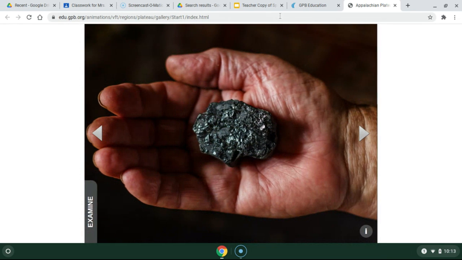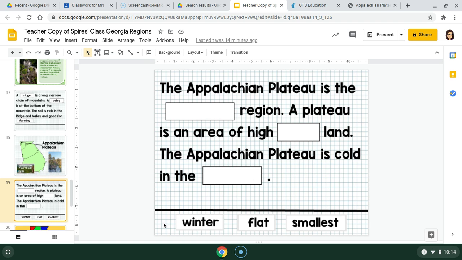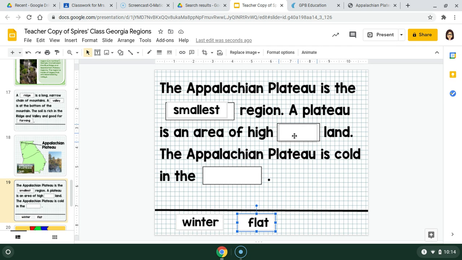All right. So let's look at what we have. The Appalachian Plateau is the blank region, largest or smallest? Smallest region. It is the smallest region in Georgia. A plateau is an area of high blank land. Flat land or hilly land? Flat. Remember I said it's not pointy like a mountain. It's flat on top, almost like a table.